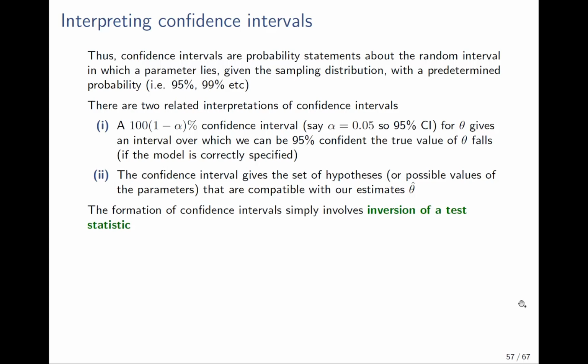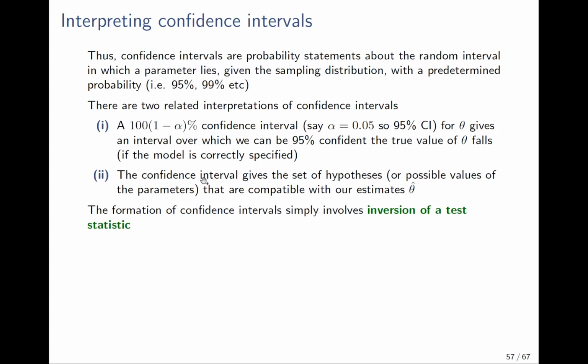So what does this mean intuitively? Confidence intervals are probability statements about the random interval in which we think a parameter lies, given the sampling distribution that we observe, with a predetermined probability. It could be 95%, could be 99%. We can think of confidence intervals in two closely related ways. First, a 100 (1 minus alpha) percent confidence interval, and let's say we set alpha equal to 0.05, then a 95% confidence interval for theta gives an interval over which we can be 95% confident that the true value of theta falls, if the model is correctly specified.